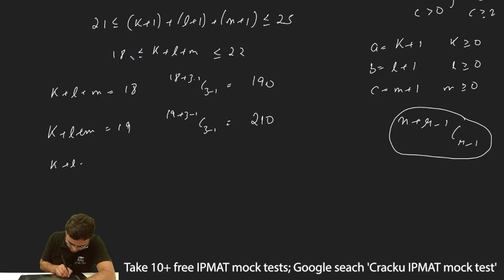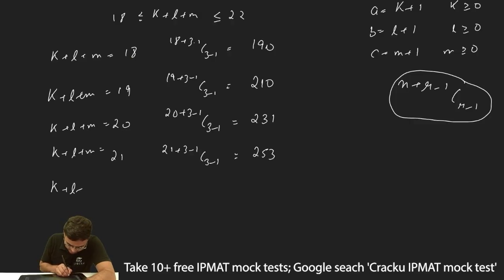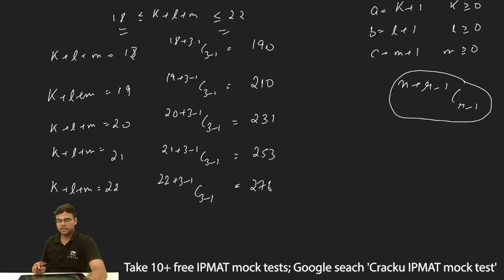Then k plus l plus m can be 20 as well. So again 20 plus 3 minus 1 c 3 minus 1, which is 22 c2, and this will be 231. Then we have k plus l plus m equal to 21 as well. So 21 plus 3 minus 1 c 3 minus 1 will be equal to 23 c2, or I can write 253. And k plus l plus m can be 22 as well. So from 18 till 22, any integer value is possible. Thus I can write 22 plus 3 minus 1 c 3 minus 1. This is equal to 24 c2, or I can also write it as 276.